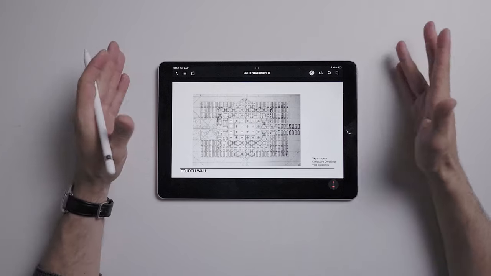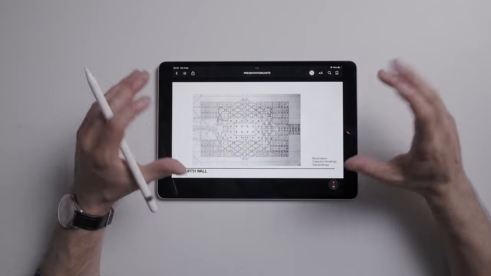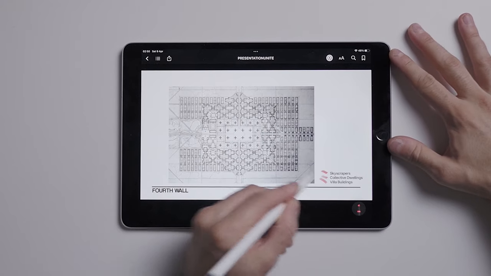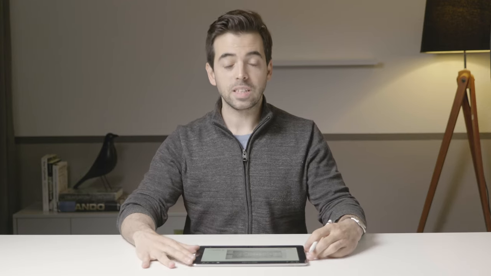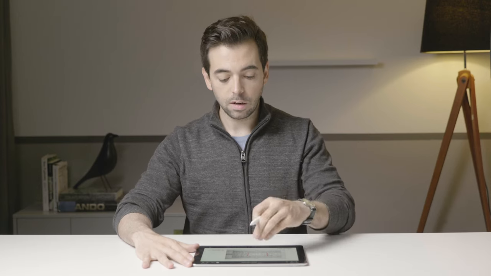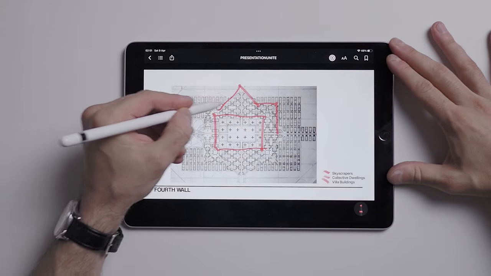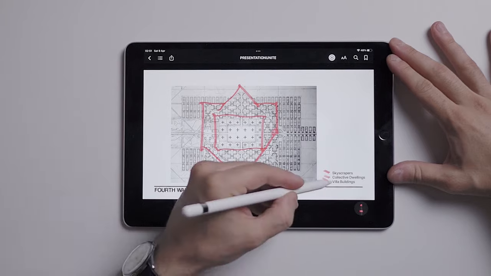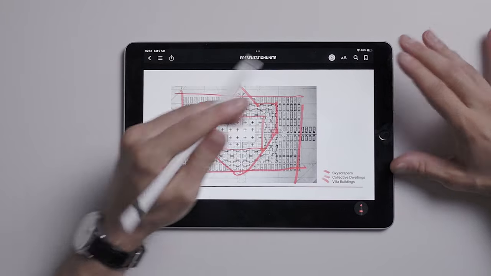Let's start with two urban proposals from Le Corbusier. Those are the Contemporary City and the Radiant City, from 1922 and 1932 respectively. In these proposals, he uses the three main building typologies that will later influence the concept of the Unité. We have skyscrapers, collective dwellings, and villa buildings. In this plan, for example, the skyscrapers are used for the business area of the city and they are in the center. Collective dwellings surround the skyscrapers, and the villa buildings form the last ring of the city.